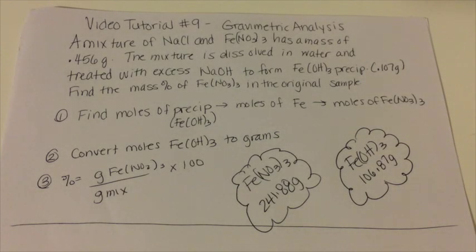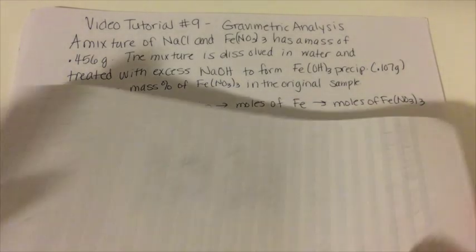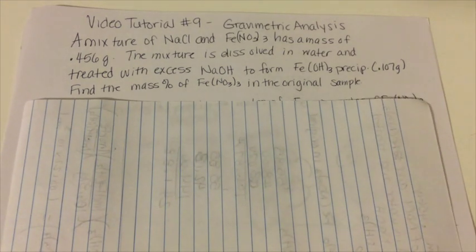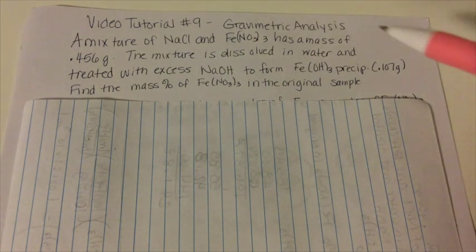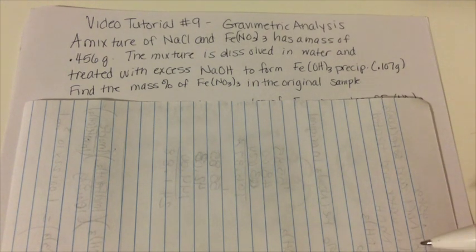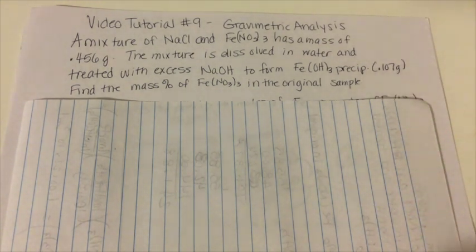This is video tutorial number 9 for gravimetric analysis, and this problem would look something like this. A mixture of sodium chloride and iron 3 nitrate has a mass of 0.456 grams. The mixture is dissolved in water and treated with excess sodium hydroxide to form the iron 3 hydroxide precipitate, and the precipitate has a mass of 0.107 grams. And the question asks to find the percent by mass of iron 3 nitrate in the original sample.